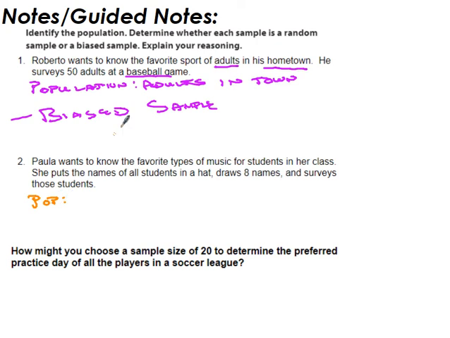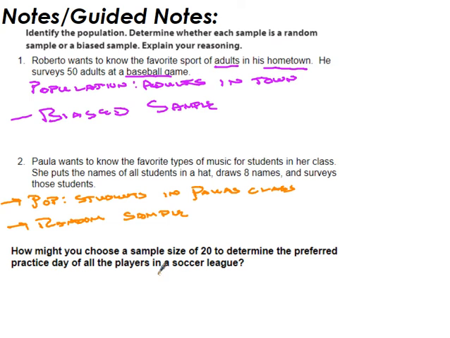Okay, so my population is students in Paula's class. Or you could just put Paula's class, I guess. It's just all the students in her class. And then that is a random sample because she gave everyone the equal chance. It was randomly done. So she didn't just pick her friends. All the students were put in a hat, and she just took 8 names, and she just talked to those 8 people. That would be a random sample, which is a good representation of the entire population.